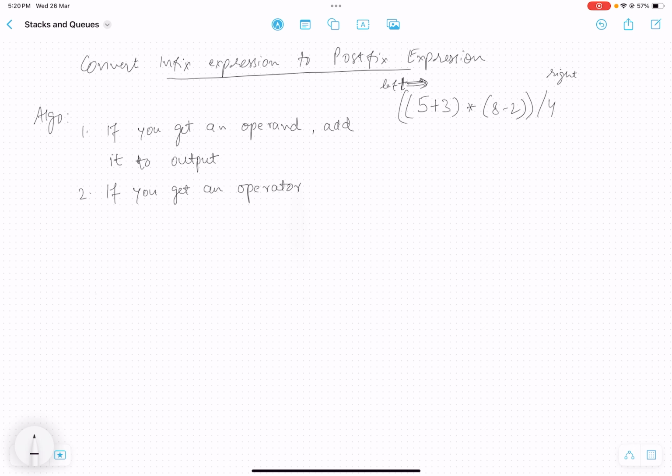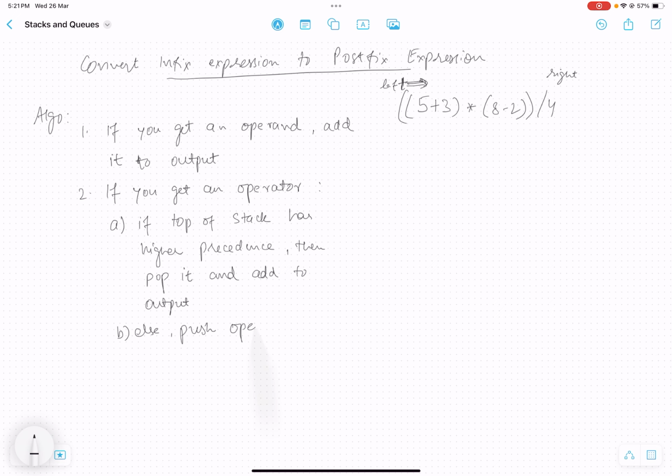If you get an operator, then if the top of the stack has higher precedence, then pop it and add to output. Else push the operator to the stack.